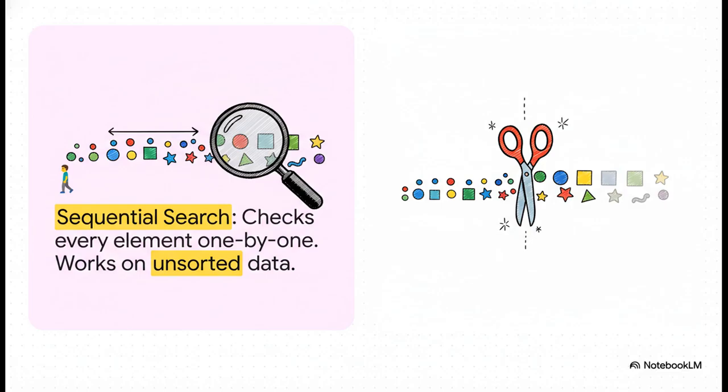You jump to the middle of the list. If that's not your item, you instantly know whether to look in the first half or the second half. Boom, you just eliminated half the list in one go. You just keep doing that, halving your search area every single time.